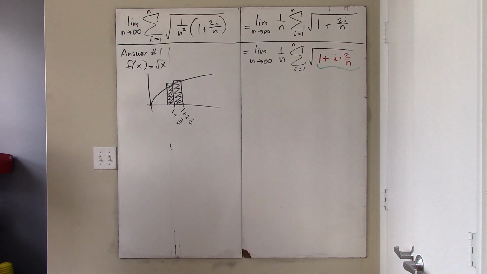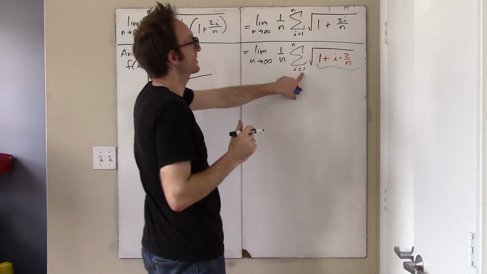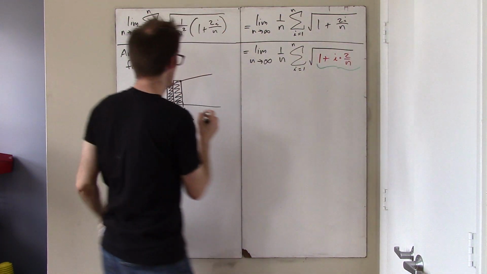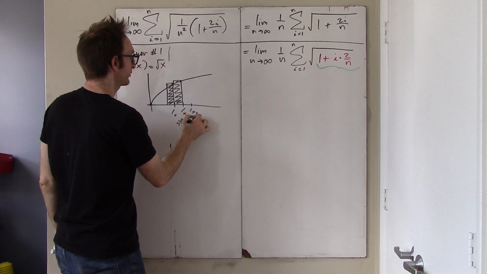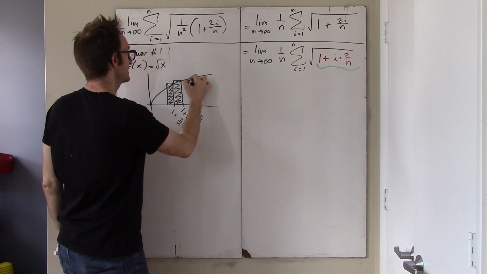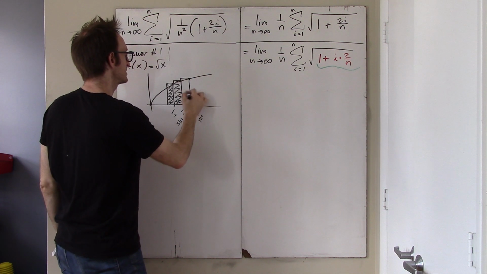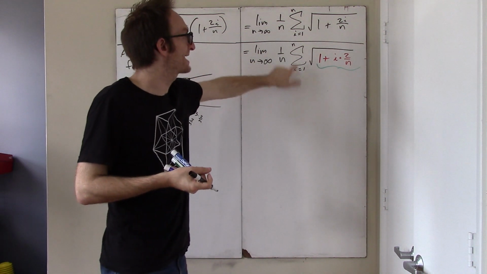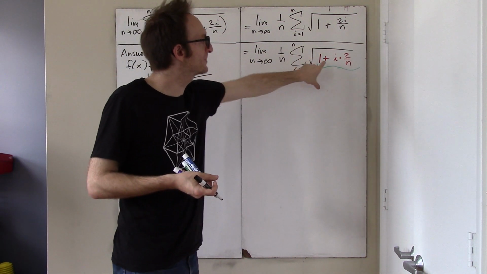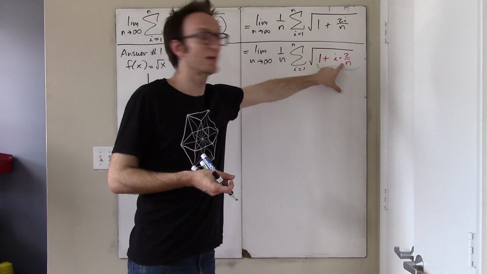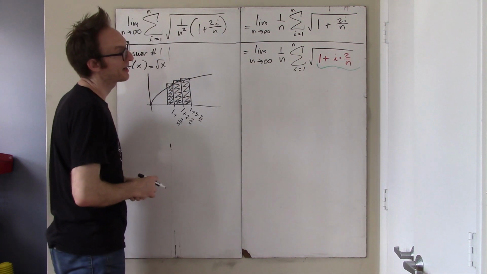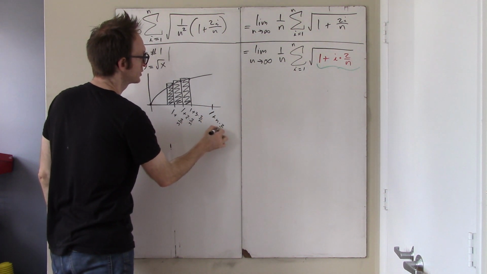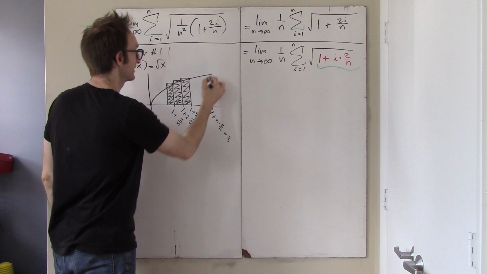I think this is what I want to do. Yeah. Okay. What happens when i is 3? When i is 3, I get 1 plus 3 times 2 over n. So 1 plus 3 times 2 over n is the next number which is getting plugged into the square root function. Okay, and I keep on doing this until i is n. Well, when i is n, then this becomes 1 plus n times 2 over n, and that's just 3.